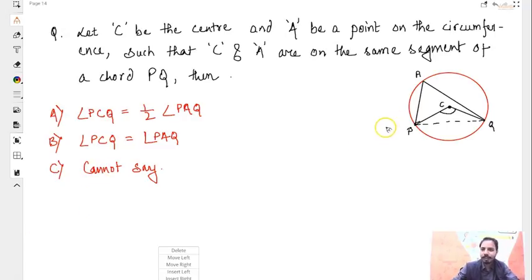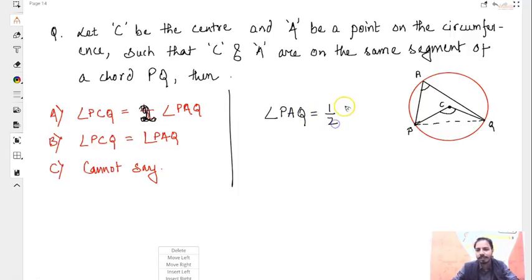Yeah, very good. I can see few of you are giving me the answer. So that means this angle is half of this angle, right? So option A, that is PCQ, is, no, it should be twice, of course. So this PCQ is 2 times of this. That means the right answer is PAQ is half of angle PCQ. This is the right answer. Okay, fine.